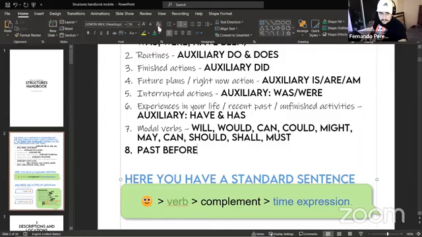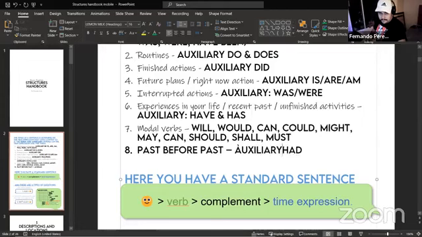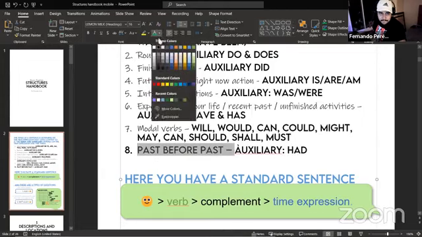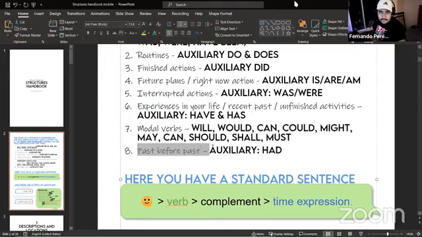Past before past. Have. Auxiliary have. There you have it, much better.